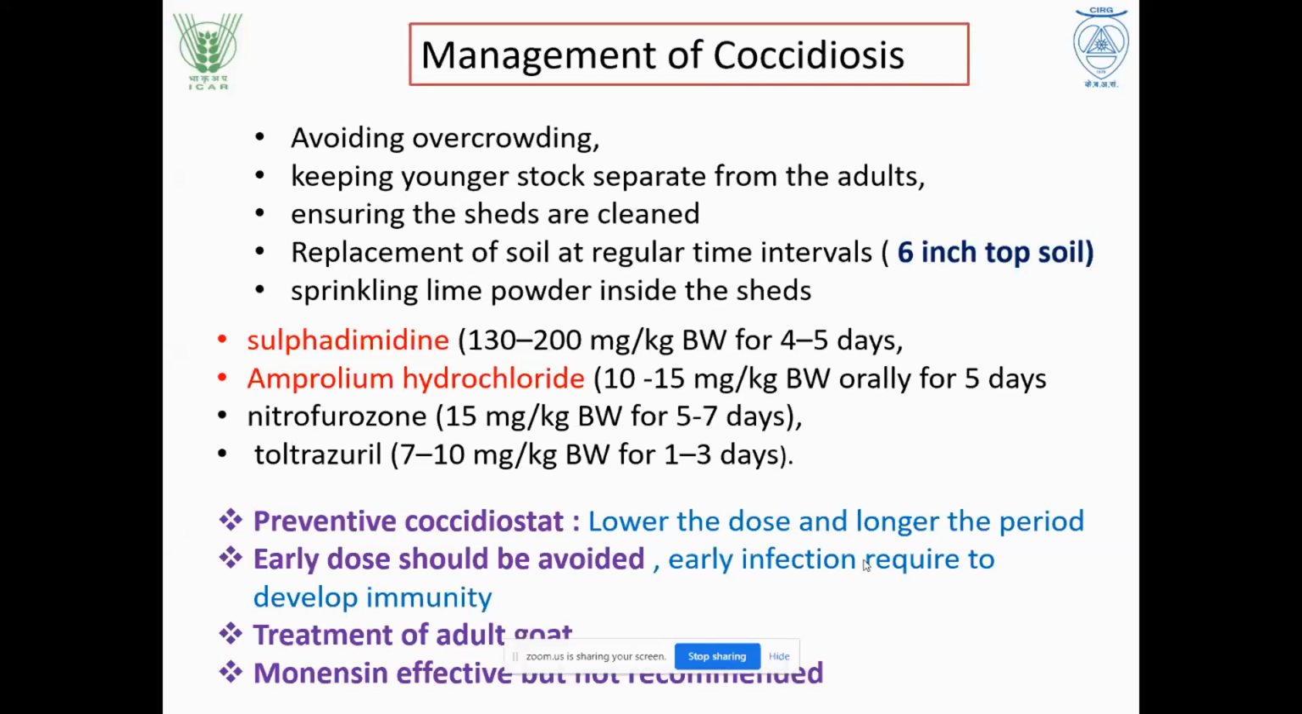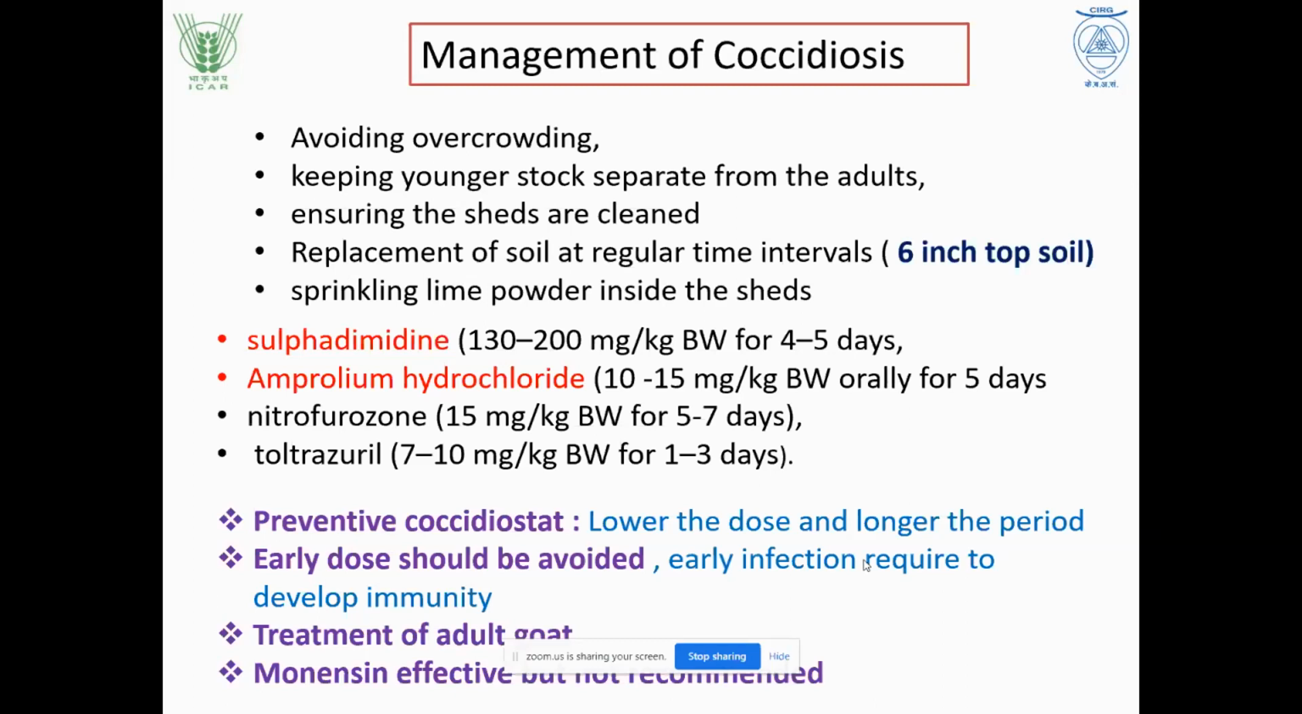Preventive treatment for coccidiosis is generally recommended if you have an organized farm. At the age of 2 to 3 months, when there is a possibility of a build-up of infection in the intestine, you need a coccidiostat. It is a basic principle that in comparison to the treatment schedule, if we lower the dose rate and increase the period of administration, it works as a preventive dose.